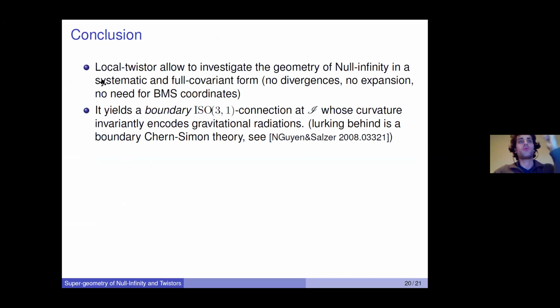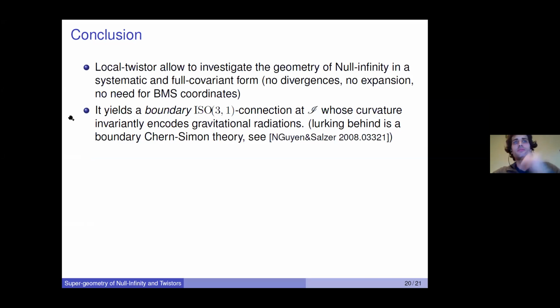So what I really tried to convince you is that these local twistors are the right type of object to investigate the geometry of null-infinity in a systematic way, and also in a fully covariant form. Here we saw getting rid of divergences, which was of course the starting point of Penrose, but we are also treating gauge invariants in a very manifest way.